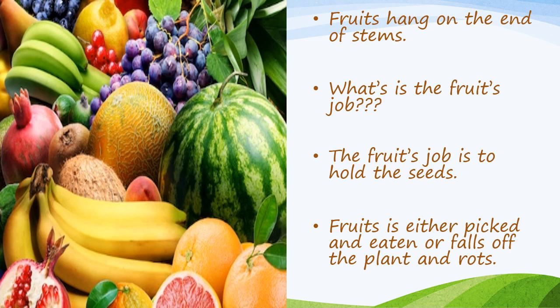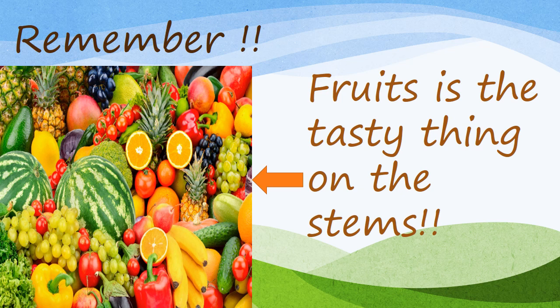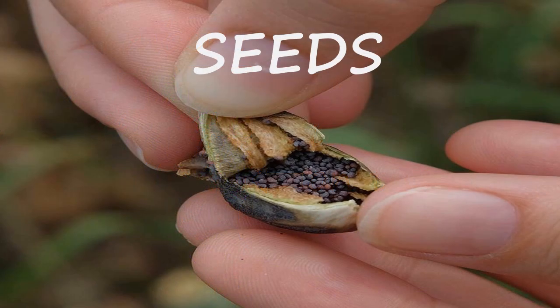They hang on the end of the stems, they hold the seeds, and they are eaten or they fall off when the plant or the fruit is rotten. Okay, so these are the functions of the fruits. Remember, fruit is the tasty thing on the stems. Okay, now let us learn about seeds.